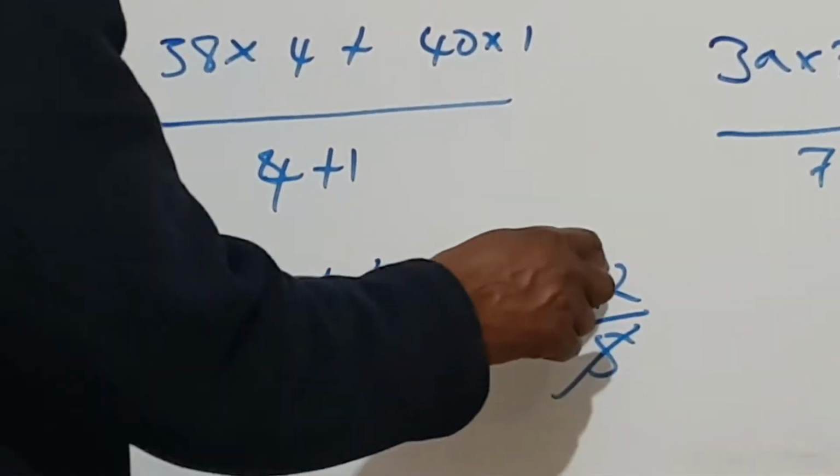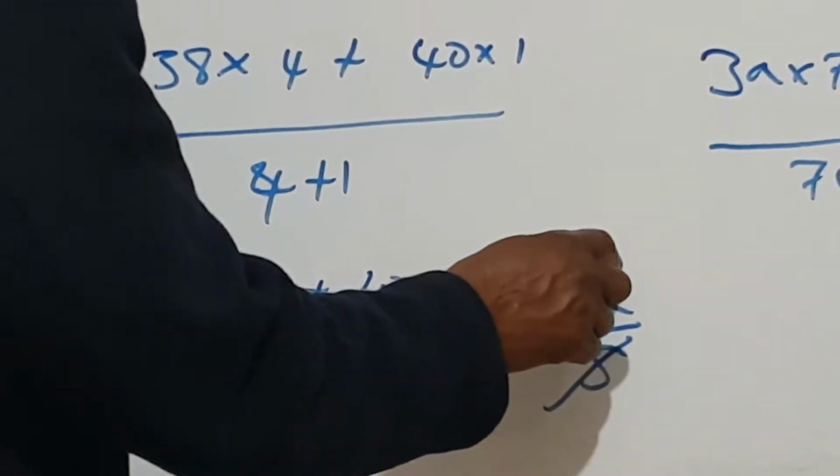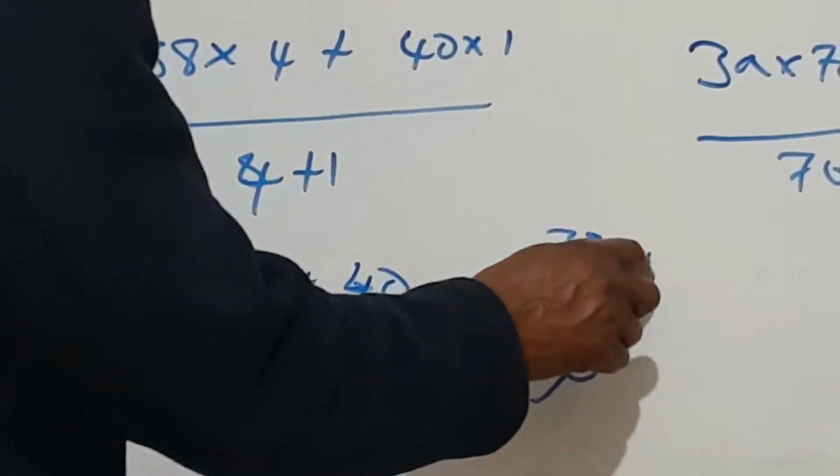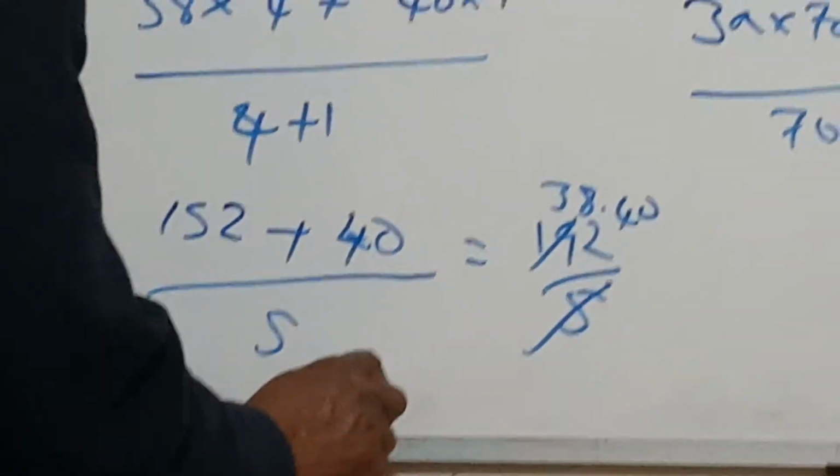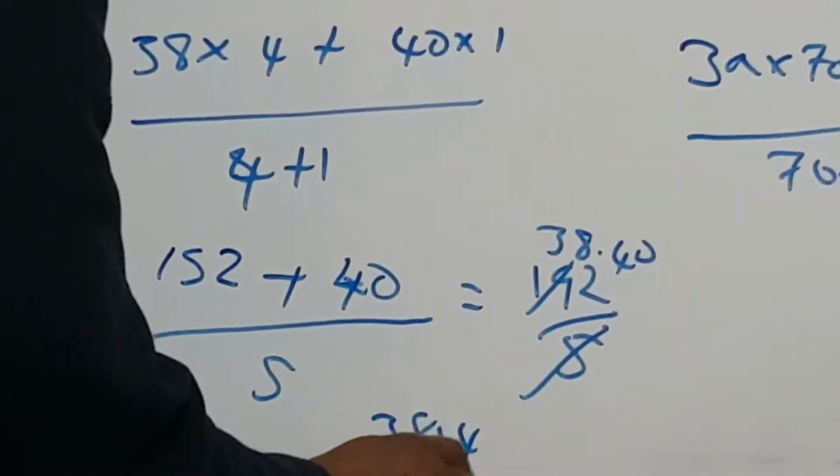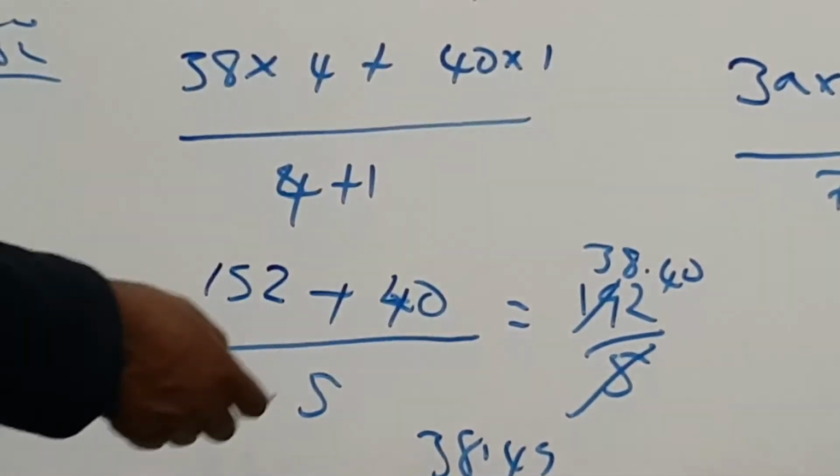5 can go into this 38 times, with 4 remaining, giving 38.4. So the relative atomic mass is 38.4. This other one is also the same thing.